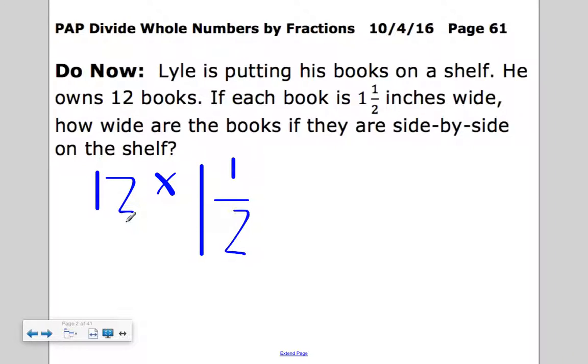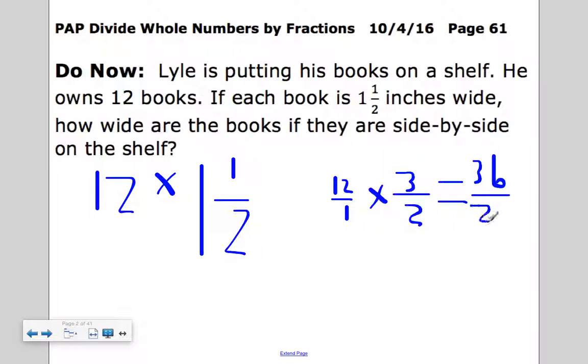So how do you multiply a mixed number? Well, I know I need to turn this 12 into a fraction form, 12/1. Then I know for 1 and 1/2, I have to write it as an improper fraction of 3/2. So 12 times 3 is 36. Multiplying the denominators is 2. 36 divided by 2 is 18.